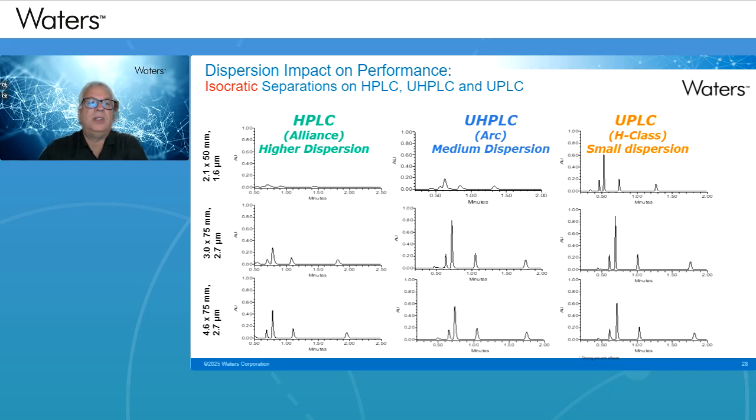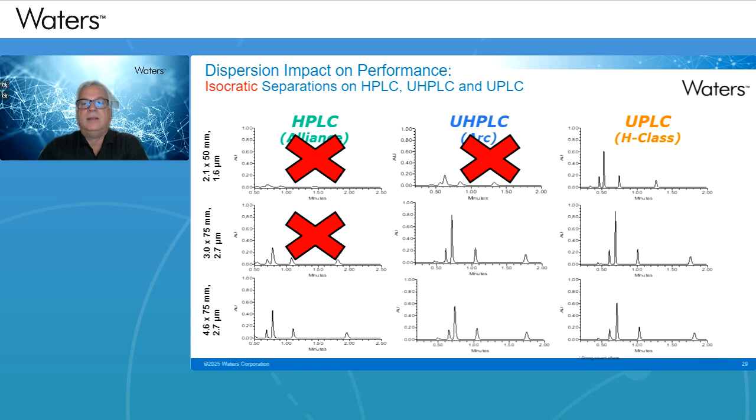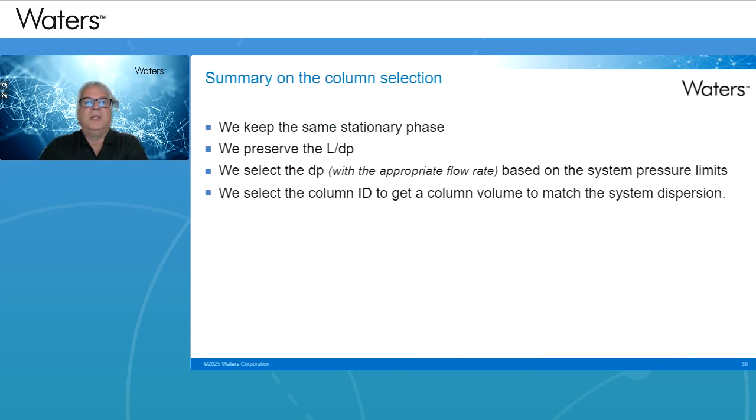Same thing here as we go with the larger column ID and larger volume, a longer column, larger diameters, we get better results. And then for the HPLC, it's really better to use a 4.6 millimeter, even if it's a short column, to get good results. Okay. So we will avoid those situations.